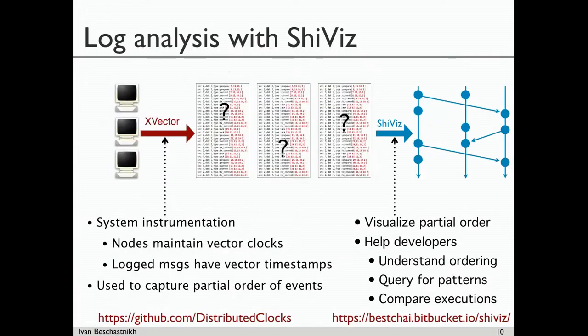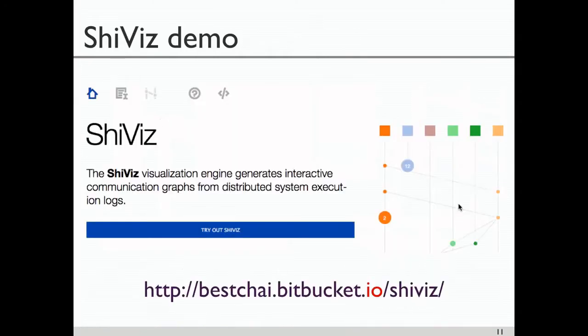The XVector set of tools are language-specific libraries, and we have many for Java, Go, C, and C++. And these tools are used to instrument the code to log distributed events and the logical timestamps as the system executes. The ShiViz tool is used for then studying the resulting log from the distributed system. Both tools are open source. I'm not going to describe the XVector tool. You can read our paper for more details. Instead, I'll give you a brief demo of ShiViz.